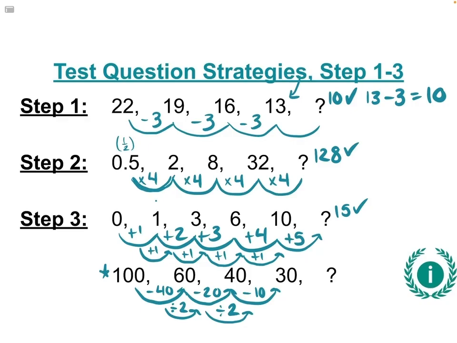So if we want to find the next difference, we would need to divide by 2 again. 10 divided by 2 would give us 5. So we're going to subtract 5 to find our next number in the series. 30 minus 5 will give us 25, the next number in our series.